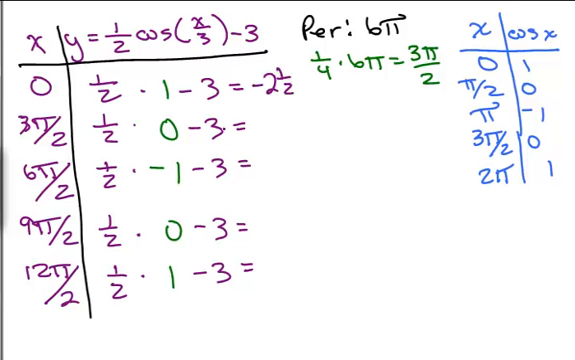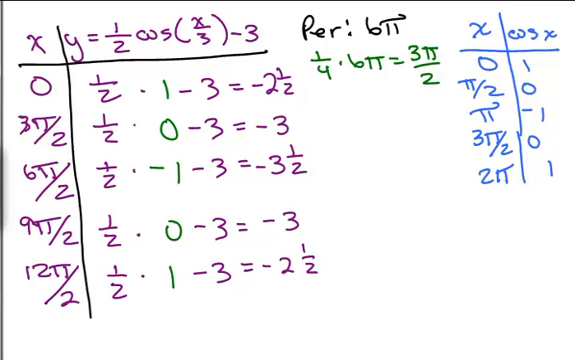This is 0 minus 3. It's a negative 3. So you have to be good at your fractions. 1/2 times negative 1 is negative 1/2 minus 3. That's negative 3.5. Here we are at 0 minus 3, or negative 3 again. And we've got 1/2 minus 3 at negative 2.5.